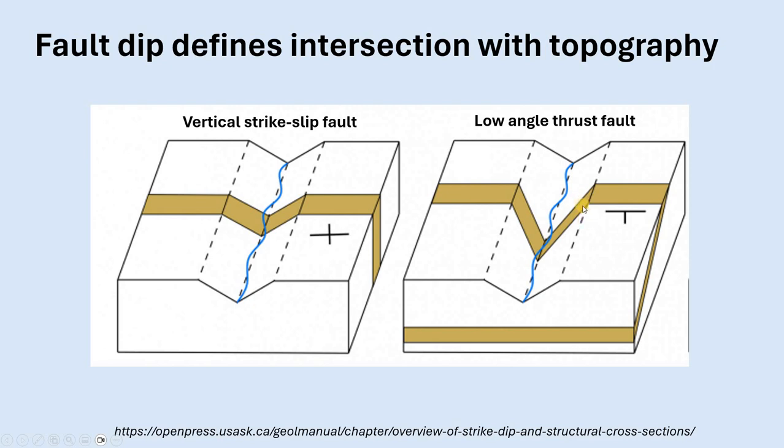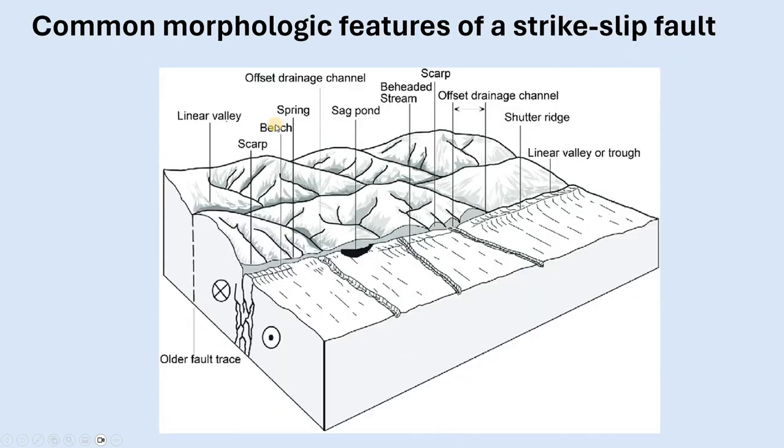So the lower the angle of the fault, the lower the dip, the more it tends to follow contours of the topography. And that's one way that we can actually tell what type of fault it is. Strike-slip faults are almost always making a straight linear trace, whereas thrust faults tend to contour with the topography a little bit more.